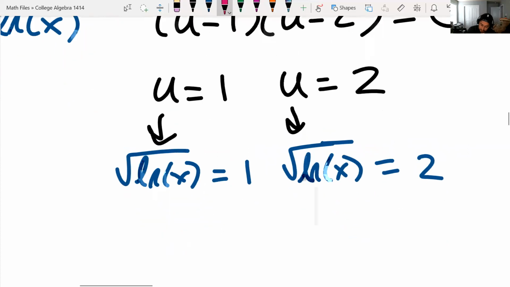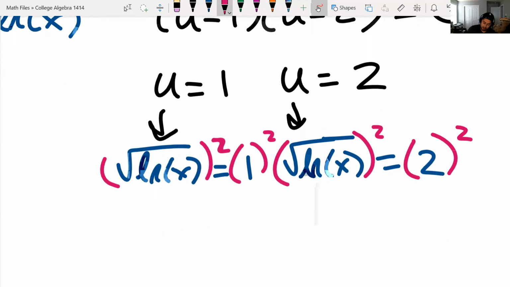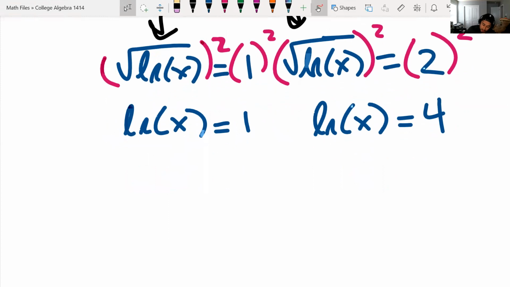So we'll say squared, and we'll get natural log x equals 1 and natural log x equals 4. Oh man, so this is great because now we still have to solve for x. And the only way to do this is to convert from log to exponential. Here is going to be natural log to exponential. So remember when we do that, we'll write this little base of e in there, because the base of the natural log is e.